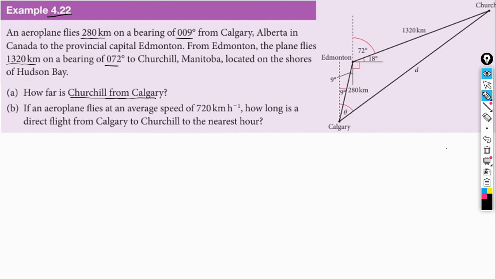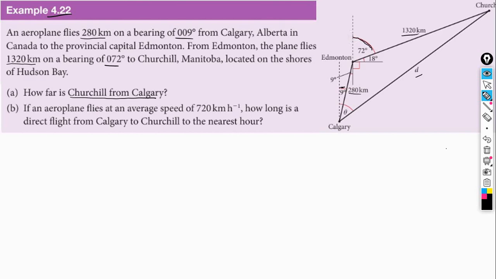So notice that we have a diagram here to the right, and they want us to find this distance here, D, from Calgary to Churchill. Remember that bearings are always measured from true north. So a bearing of 9 degrees from Calgary to Edmonton is represented in this graph by this angle of 9 degrees. The plane flies 280 kilometers, reaches Edmonton, and then from Edmonton flies 1,320 kilometers to Churchill, Manitoba on a bearing of 72 degrees. So again, from true north, we measure 72 degrees.